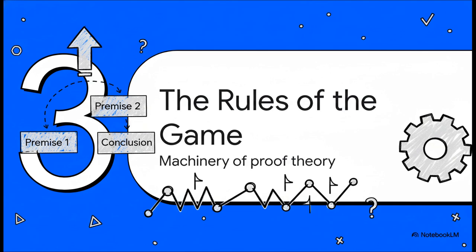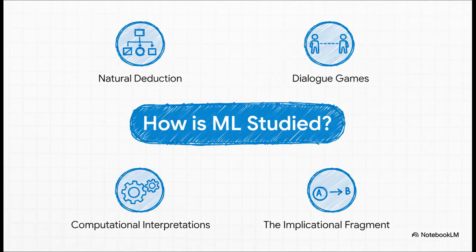So if this logic is so incredibly simple, how do logicians even analyze it? You know, what are the tools they use to poke and prod at this foundational system? This is where we get into what they call the machinery of proof theory. It turns out they have a whole toolkit for this. They use things called natural deduction systems, which try to mimic how we humans actually reason step by step.